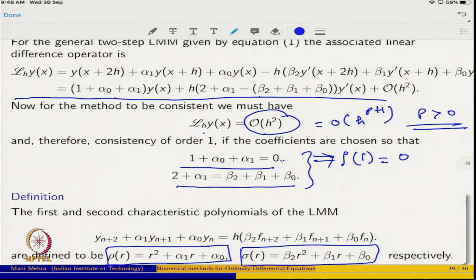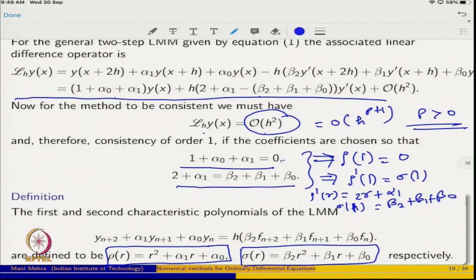And the second condition will become rho dash(1) is equal to sigma(1), because rho dash(r) will become 2r plus alpha 1, and sigma(1) is basically beta 2 plus beta 1 plus beta 0. So, that is how we could get the second condition in the form of characteristic polynomials.